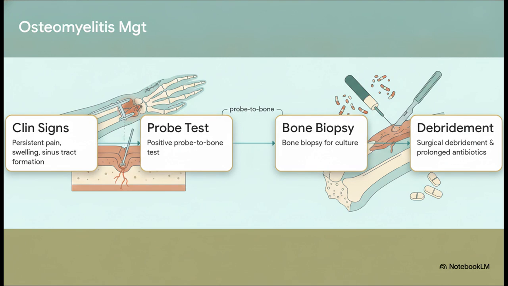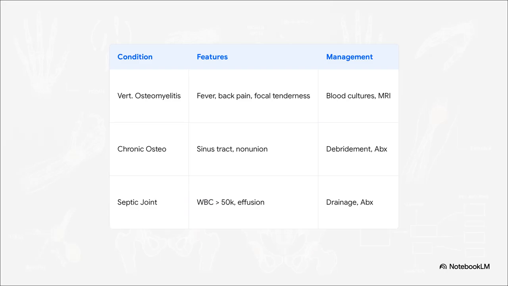A positive probe to bone test is a huge red flag, but here is the critical sequence. Before you pull the trigger on treating this, you must get a bone biopsy for culture. Only after the biopsy do you proceed to the definitive management, which is surgical debridement plus a prolonged course of antibiotics. You also need to rapidly differentiate bursitis etiologies.